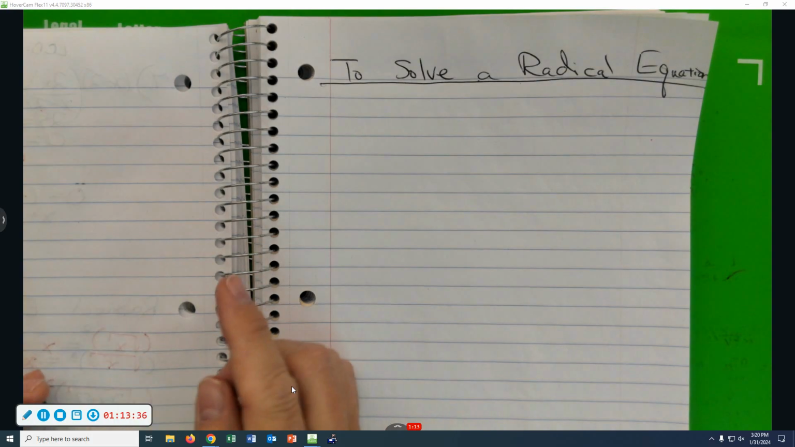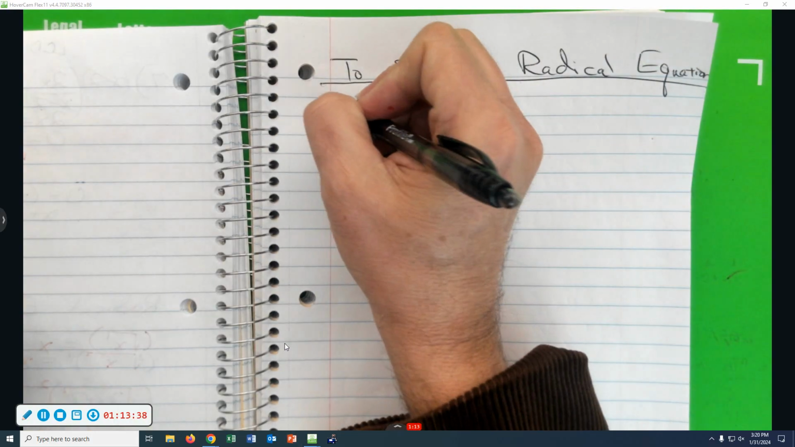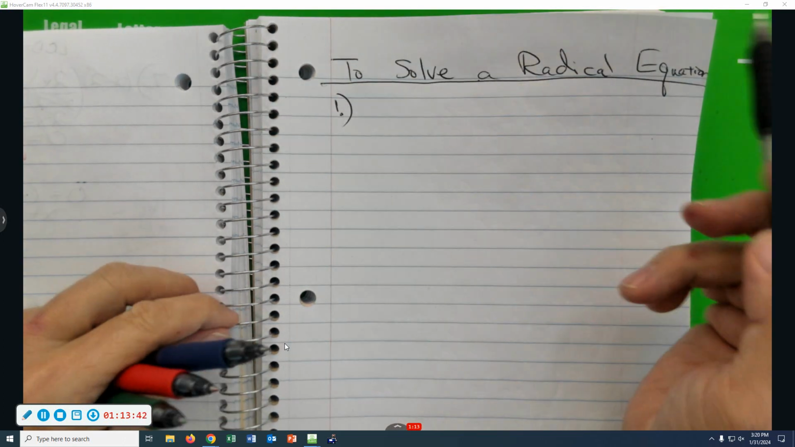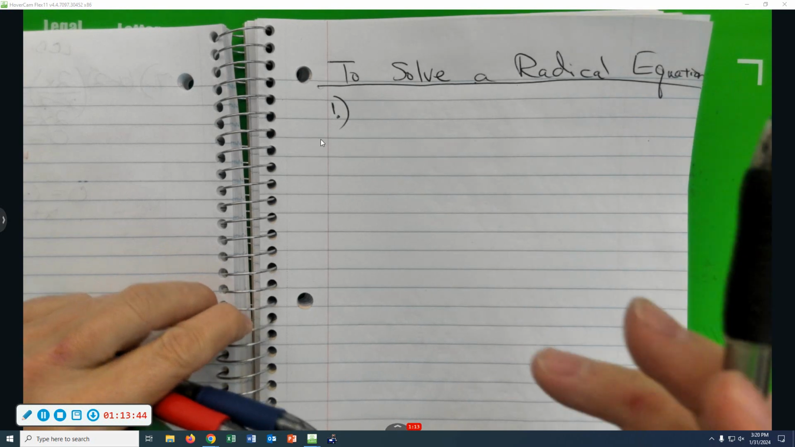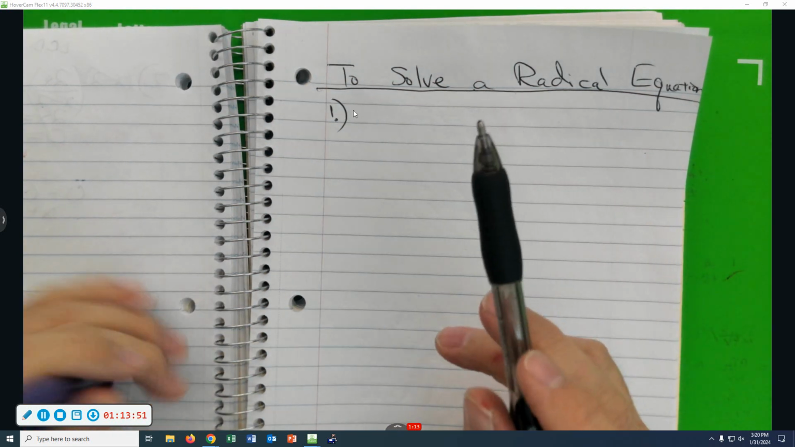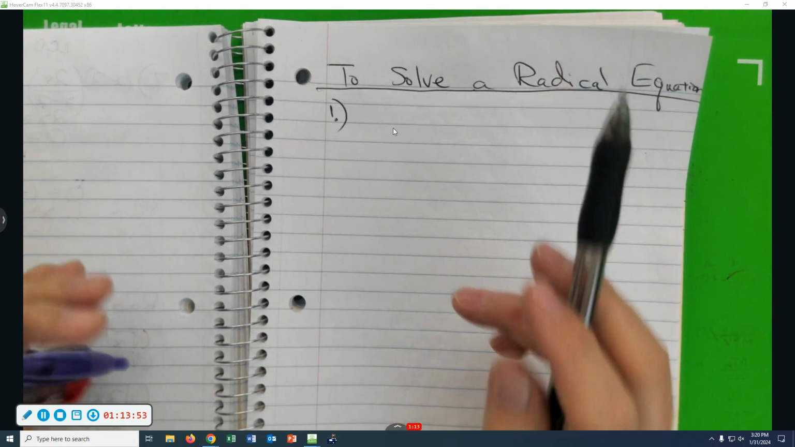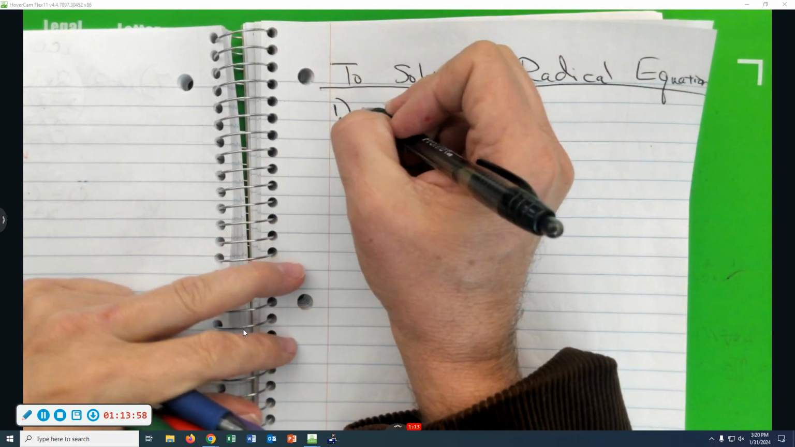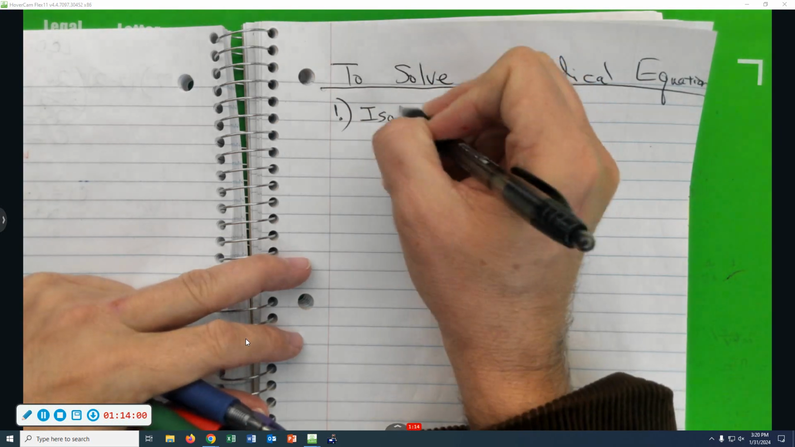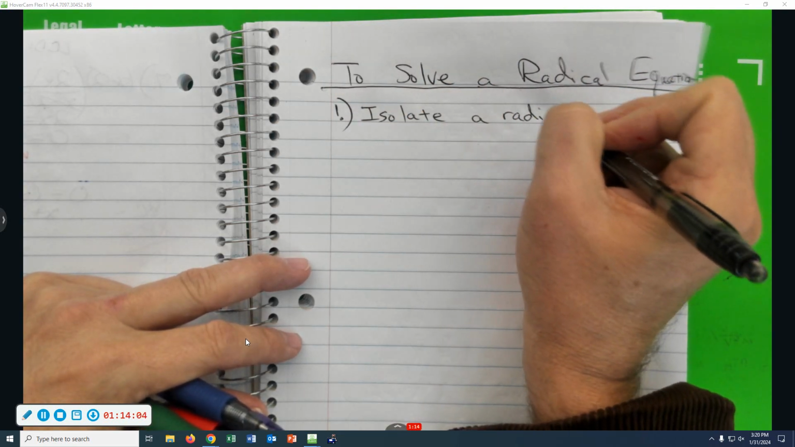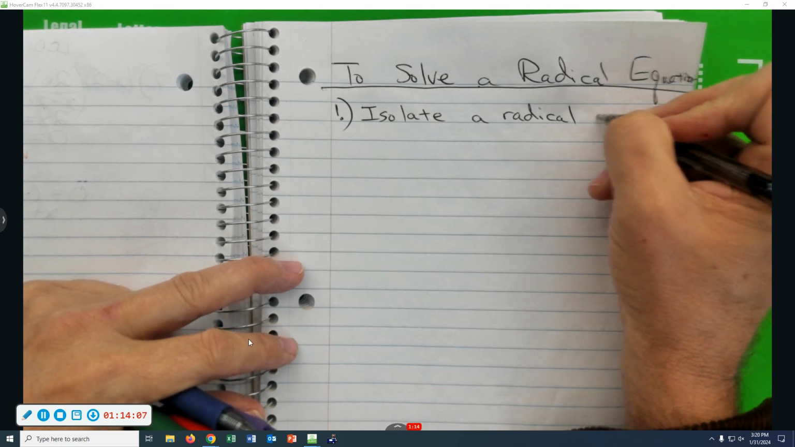To solve a radical equation, this isn't that bad, so don't start panicking. I should have just started with an example rather than this generic talking. To solve a radical equation, the first thing you're going to do is make sure that at least one of the radicals is isolated. I'll say, isolate a radical term. If there's more than one, get one of the radicals by itself.